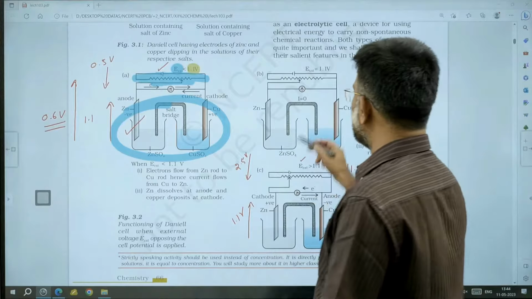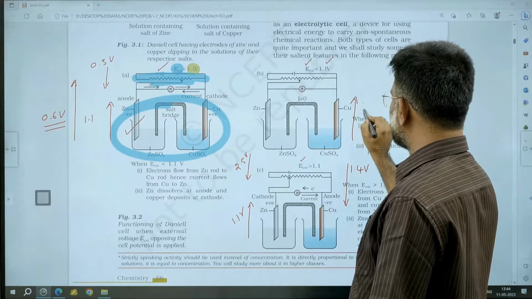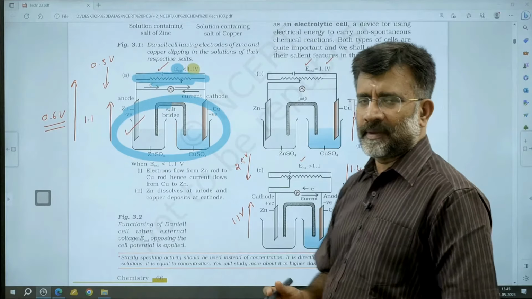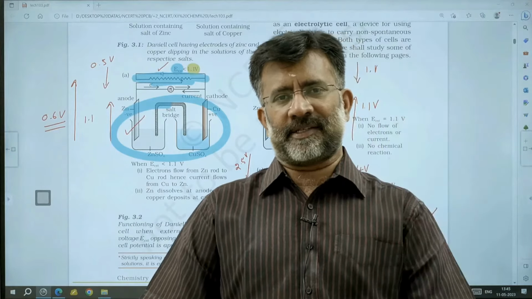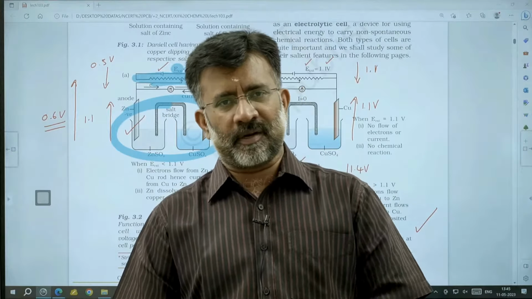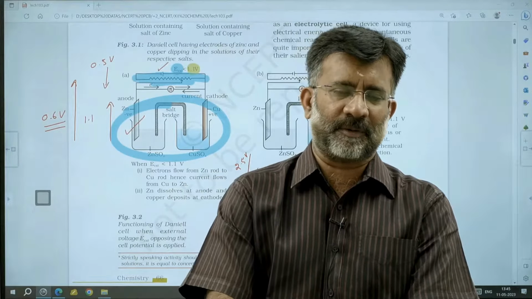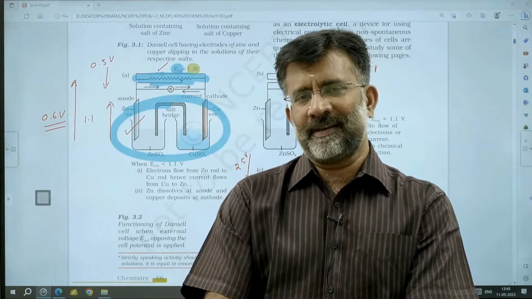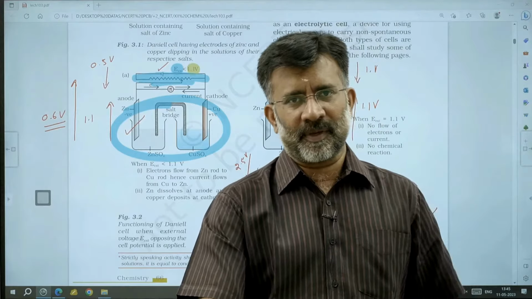Now what if the external EMF and the cell EMF are equal? The cell EMF is 1.1 volt and the external EMF is 1.1 volt. Nothing is going to happen. No net EMF, no net reaction. We can say it is under equilibrium. No flow of electrons, no current flow, no net reaction. Is it clear? That is what the three experimental situations explained in the text. Okay.